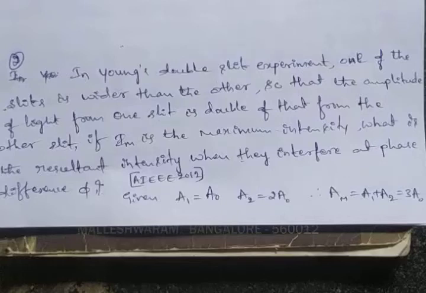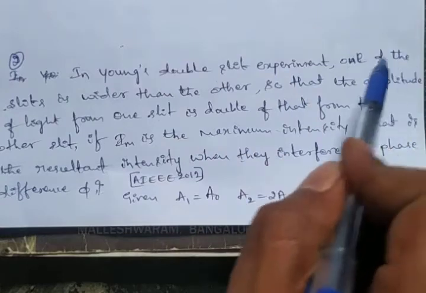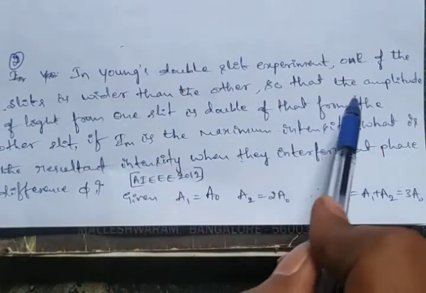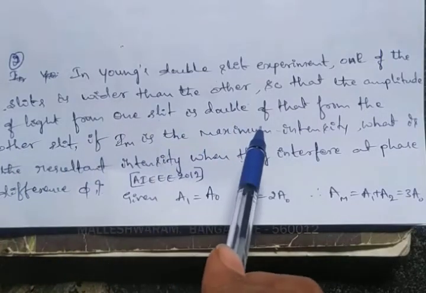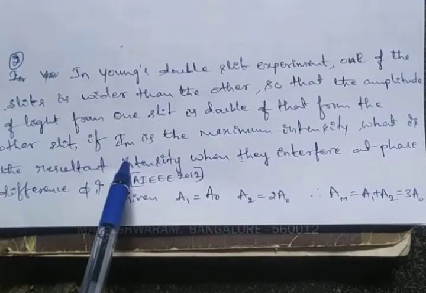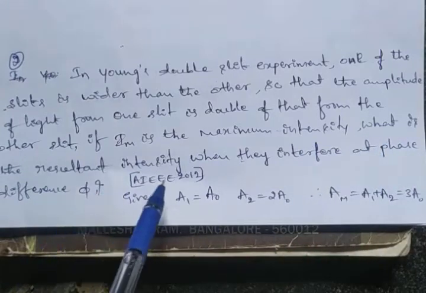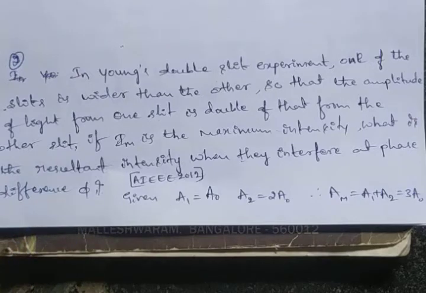Okay, see the next numerical. In the Young's double slit experiment, one of the slits is wider than the other, so that the amplitude of the light from one slit is double that of the other. If Im is the maximum intensity, what is the resultant intensity when they interfere at a phase difference of phi? Okay. This question they asked in the AIEEE in 2012.